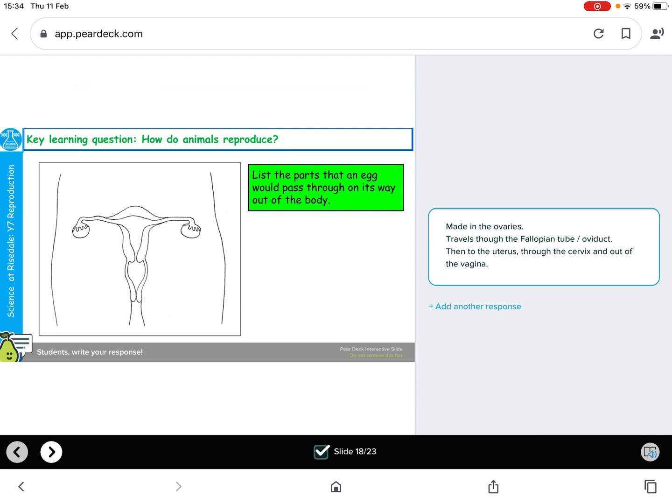List the parts that an egg would pass through on its way out of the body. So the parts an egg passes through on its way out of the body are as follows. Eggs begin their journey in the ovary. They travel through the oviduct, into the uterus, through the cervix, and out of the vagina.